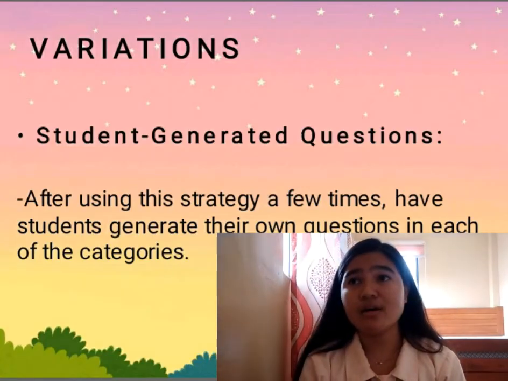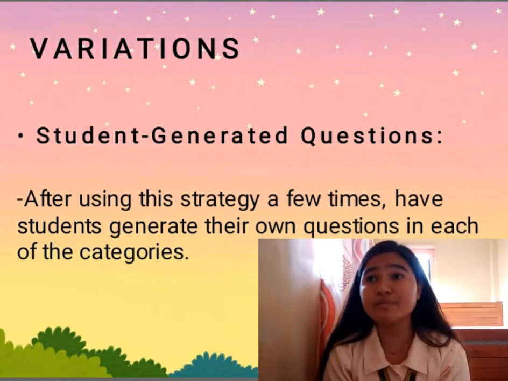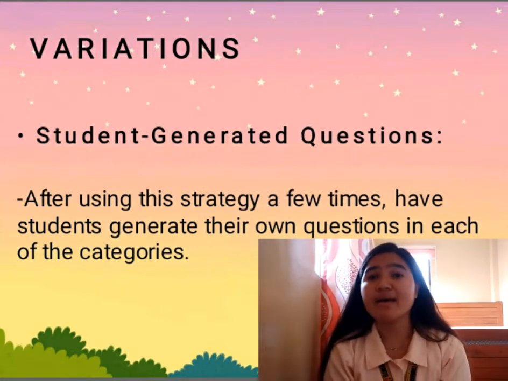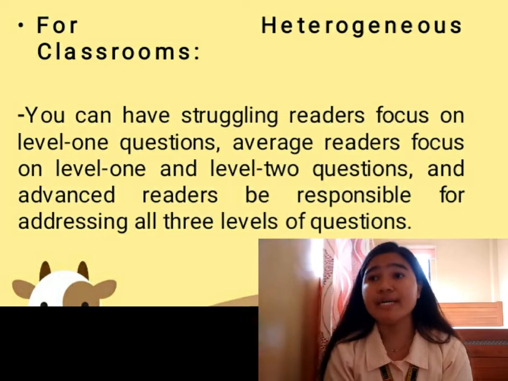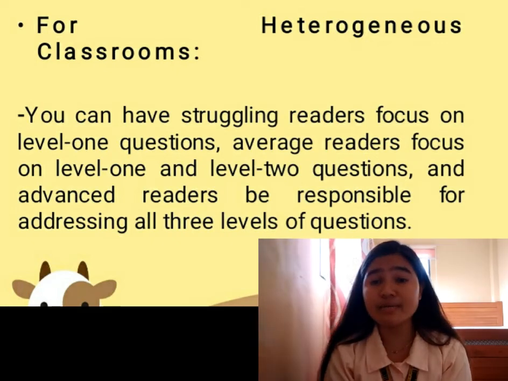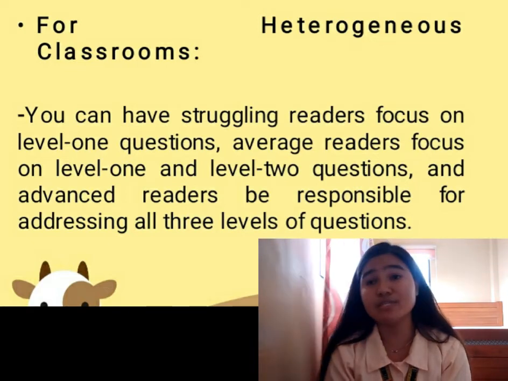Next is variations. Students generate questions. In small groups, they can write questions. Then groups can trade questions and respond to them as a way to assess their understanding of the text. Next is heterogeneous classrooms. For heterogeneous classrooms, as the students' reading ability improves, they can be asked to address the next level of questions.